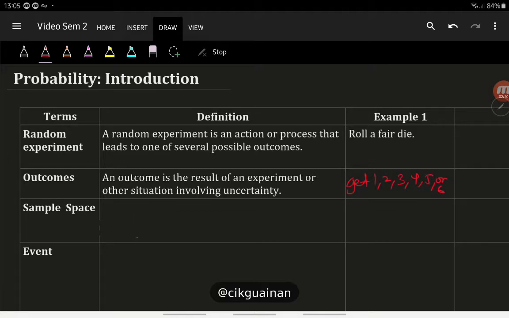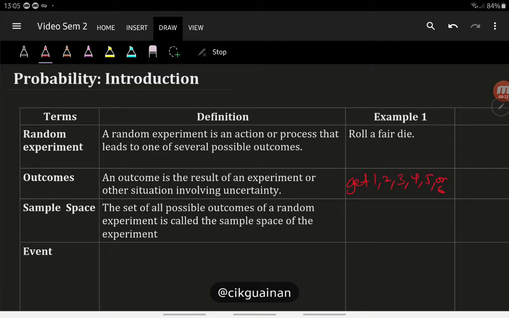Now the sample space is the set of all possible outcomes of a random experiment. So we have the outcomes. The possible outcomes and sample space are more or less the same thing. Sometimes people get confused, but sample space is the proper version of it. We usually write it with S.